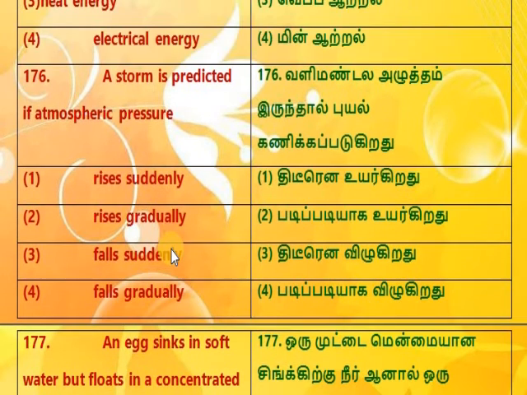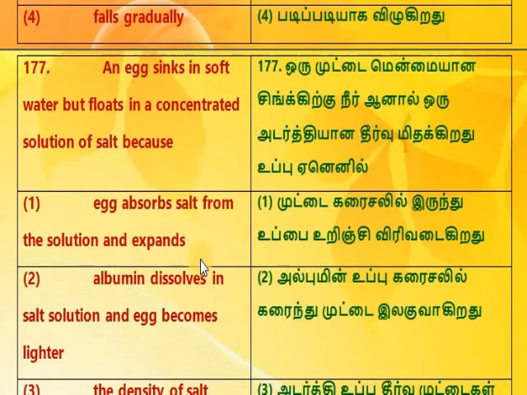176. A storm is predicted if atmospheric pressure 1. Rises suddenly. 2. Rises gradually. 3. Falls suddenly. 4. Falls gradually.